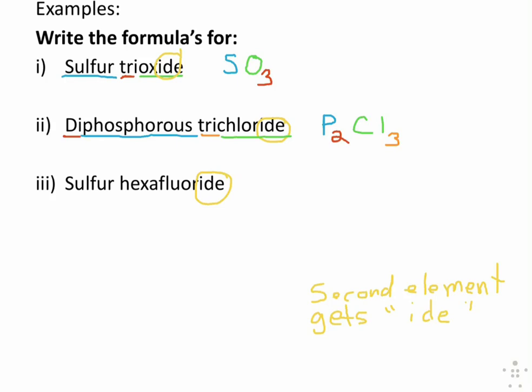And in our third example, we have sulfur again. Notice there's no mono there because we don't write a prefix if there's only one of the first element. We have fluoride telling us that we have fluoride. And we have hexa to tell us that we have 6 fluorides.